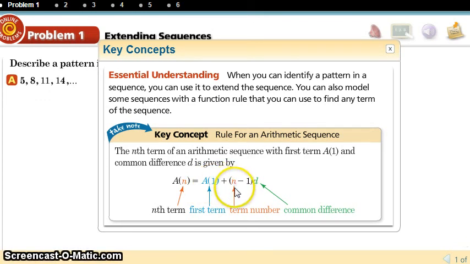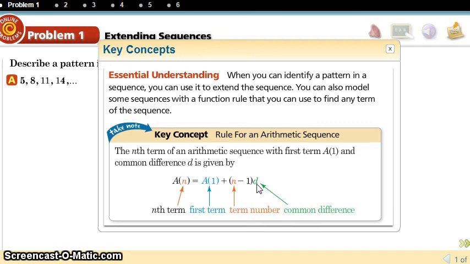N is obviously the term number, so again, whatever term I'm trying to find, say if it was A sub 10, if I was trying to find the 10th term, 10 would go in there for N. So it actually has two different places that you would substitute in. And then D is the common difference. That's the vocabulary term we just finished with. What are we adding to this sequence every single time?